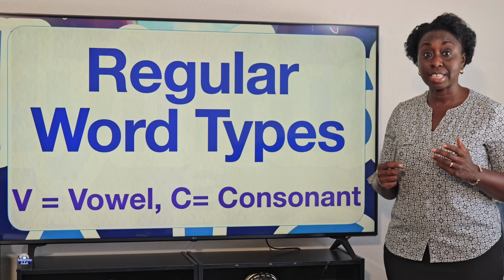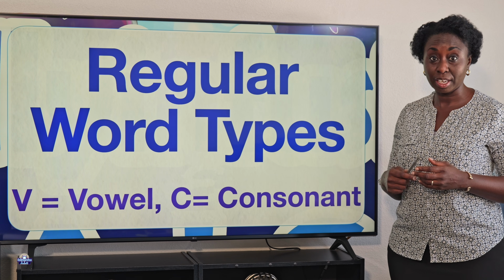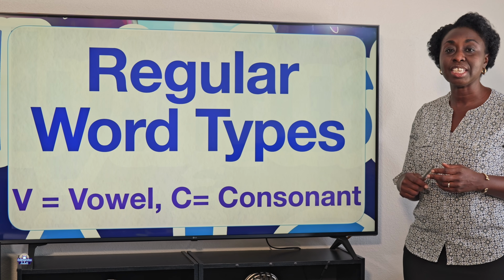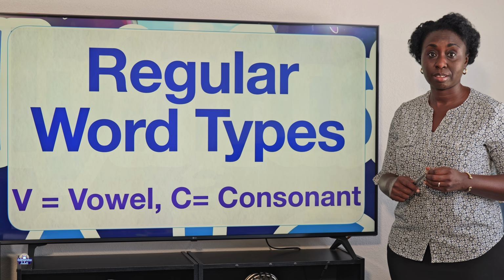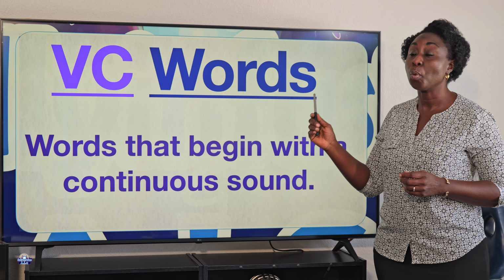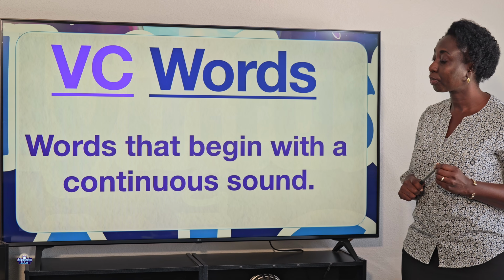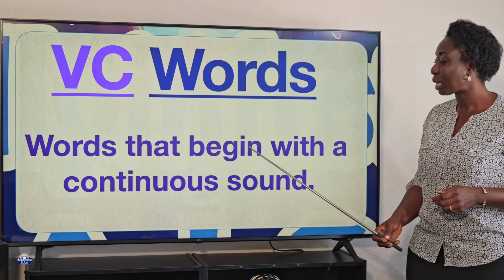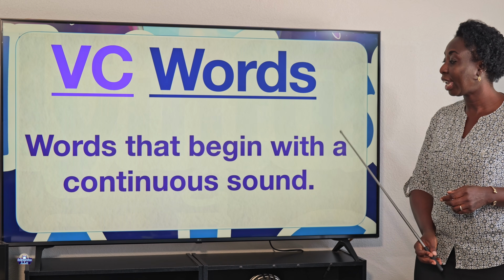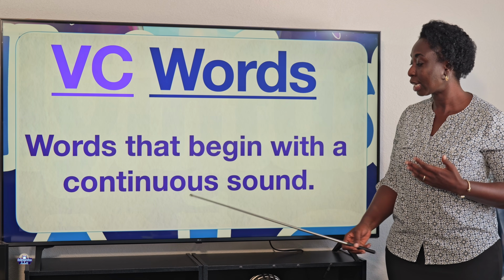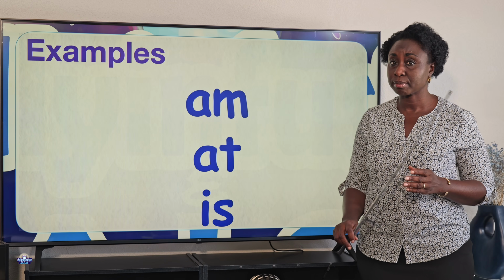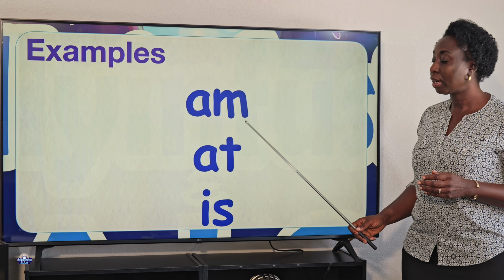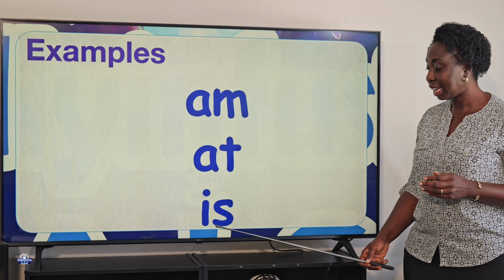Today we will be looking at regular word types. V stands for vowel and C stands for consonants. VC words. Words that begin with a continuous sound. Examples: am, at, is.